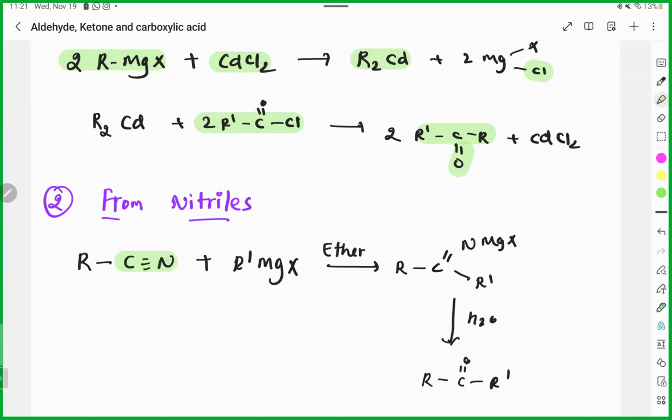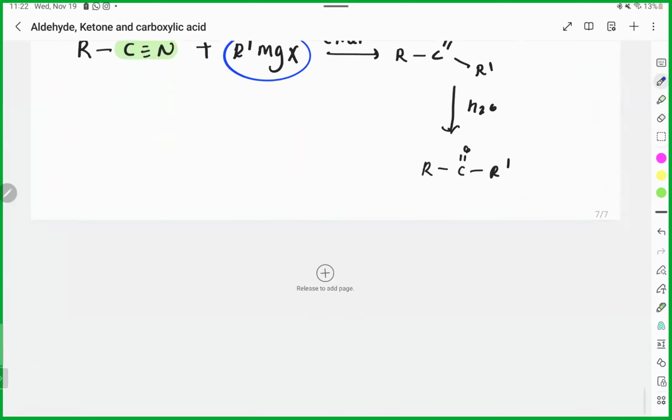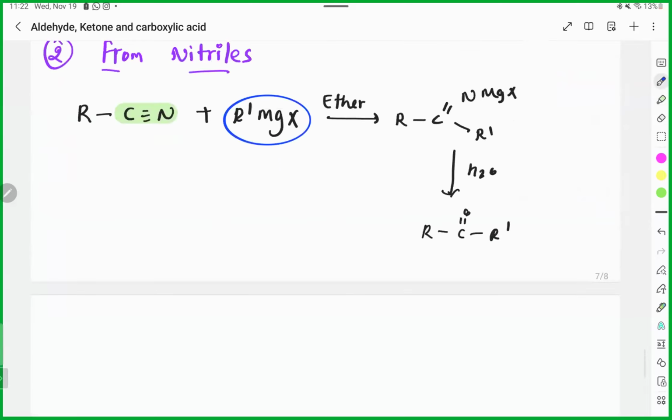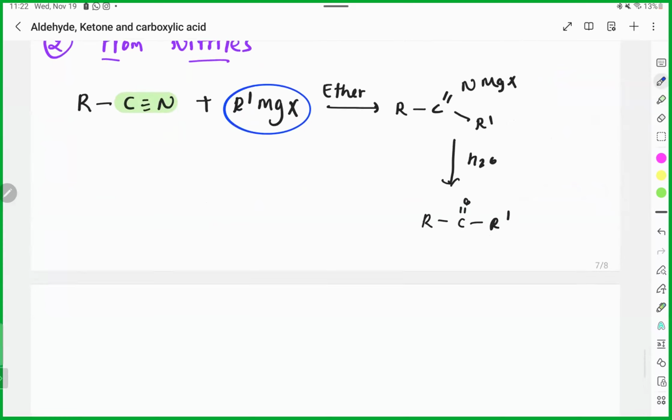Chinmay, if you have the same nitrile, but instead of RMgX, you are adding SnCl2. What will be the name of the reaction and what will be the product? Sir, if we add SnCl2, the Stephen reduction. Stephen reduction. Okay, and what will be the product?